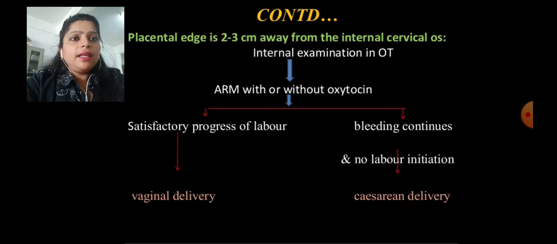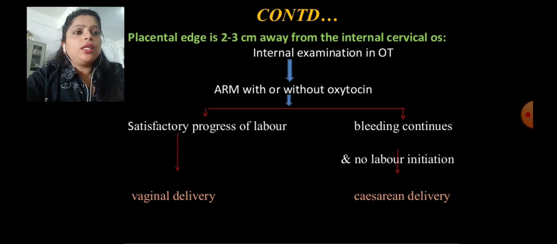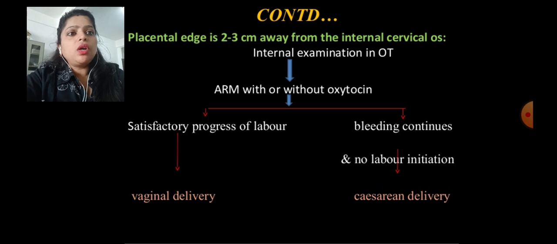If the placental edge is 2 to 3 centimeter away from the internal os, then what can we do? Firstly, we will do the internal examination in OT. Here also the female is taken into the OT itself. In the internal examination, we do artificial rupture of membrane. ARM stands for artificial rupture of membrane, with or without oxytocin. And after the ARM, if the labor is progressing satisfactorily, we will go for the vaginal delivery.